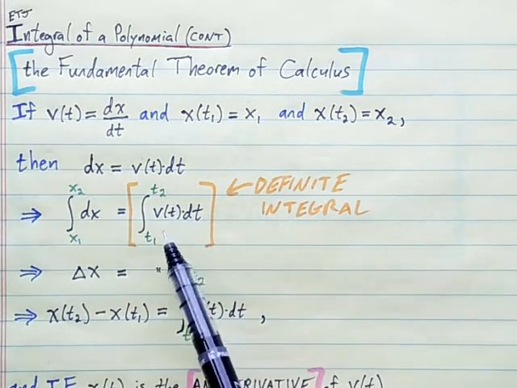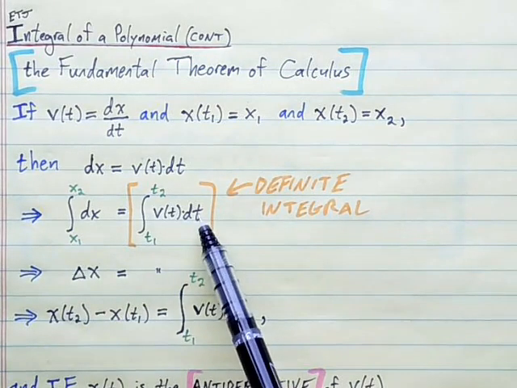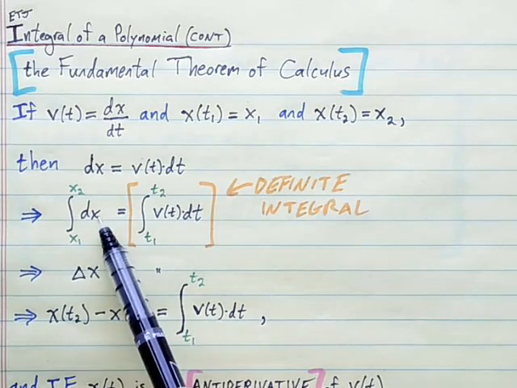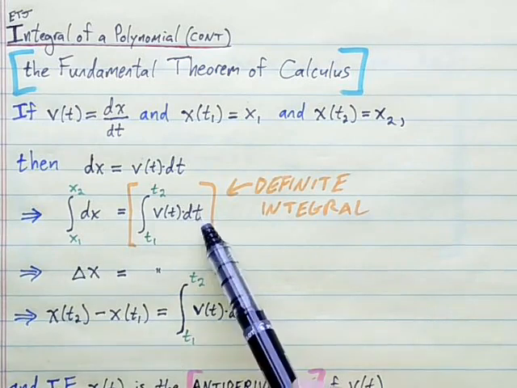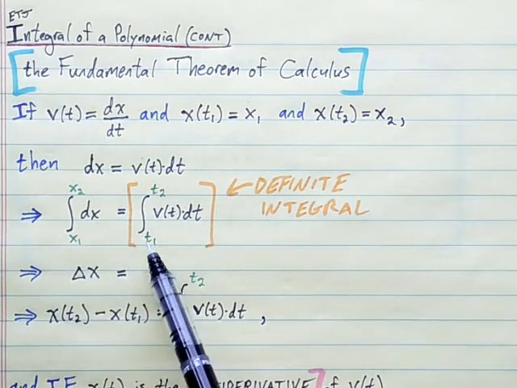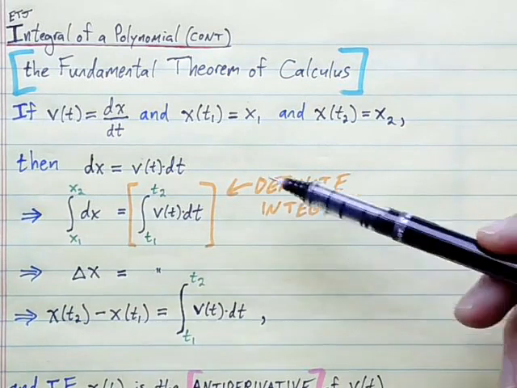It's important that the limits agree, in the sense that when this independent variable t has value t1, at that moment, this independent variable x has value x1. And when t has value t2, x has value x2. So our lower limits match, and our upper limits match. So here we've got our definite integral.